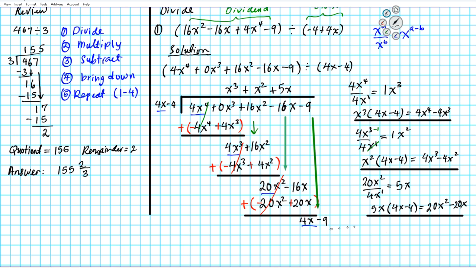Leading term of this component of our dividend, which is 4x, divided by the leading term of the quotient, which is 4x. Divide that out, you get 1. And then you multiply. So put the 1 here, positive 1. And then you multiply that 1 by 4x minus 4. So you get 4x minus 4. All right, position it down here, 4x minus 4.